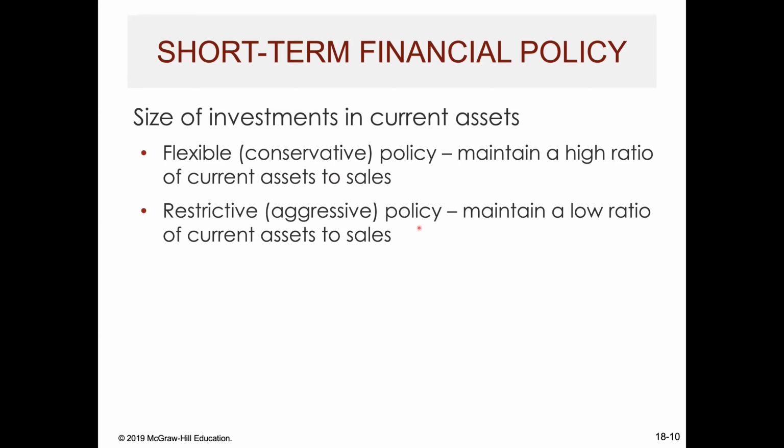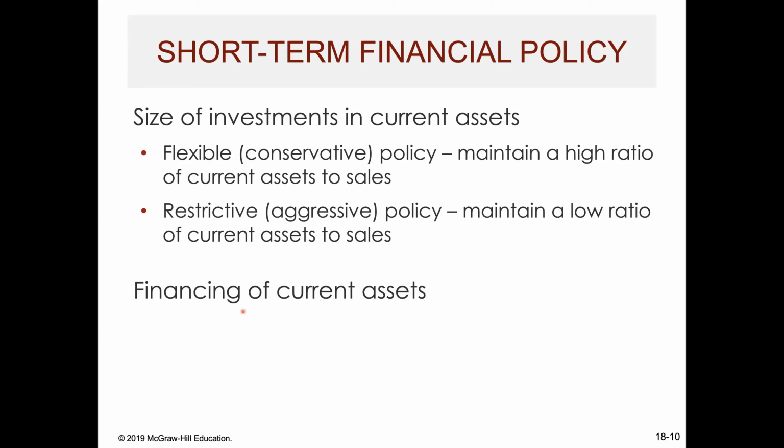Restrictive or aggressive policy, we maintain a low ratio of current assets to sales, which means that we're a lot tighter, and if we get a big order coming in that we're not anticipating, we may not be able to fill it in a timely manner.